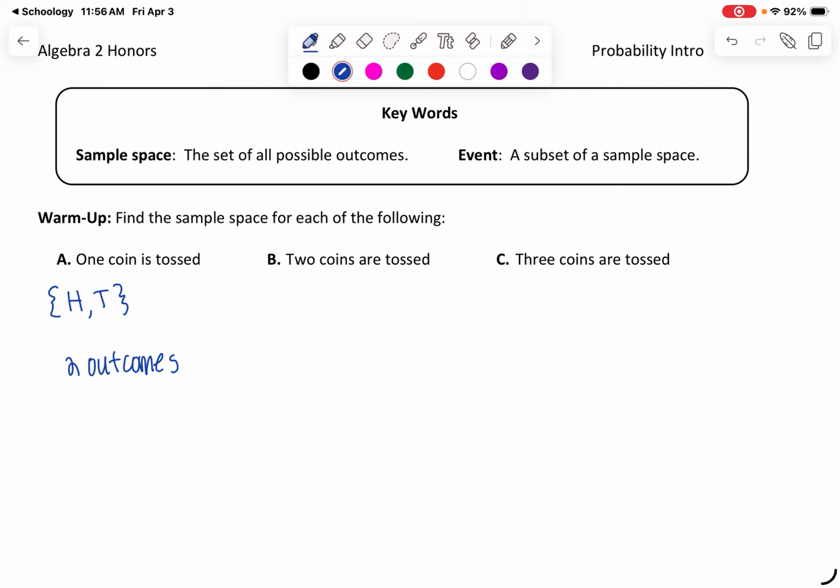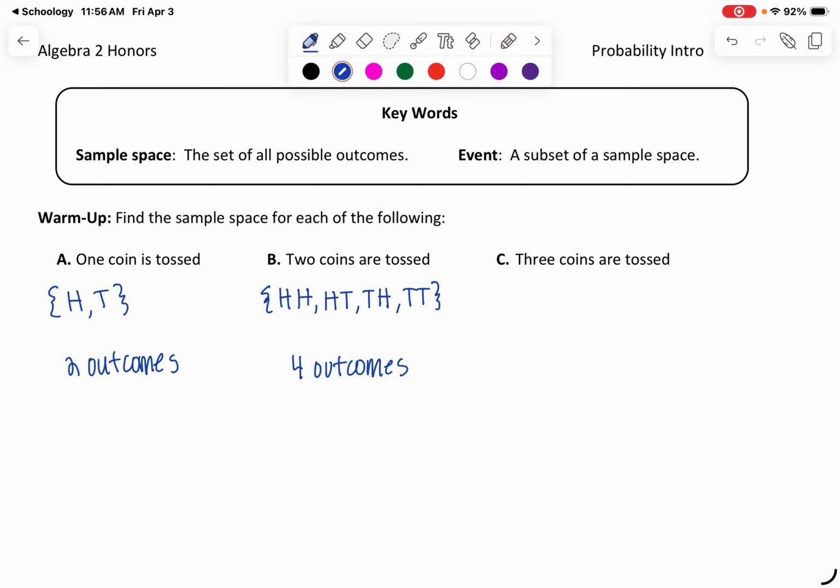All right, so when you're tossing two coins, what can happen? Let's start with heads. You can get a heads and a heads. You can get a heads, then a tails. You can get a tails, then a heads. Or you can get a tails and a tails, right? I want you to realize that these are two separate coins. So heads on one and tails on the other is different from tails on the first one and heads on the second one. So there are four outcomes for tossing two coins.